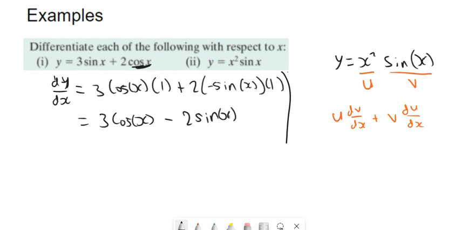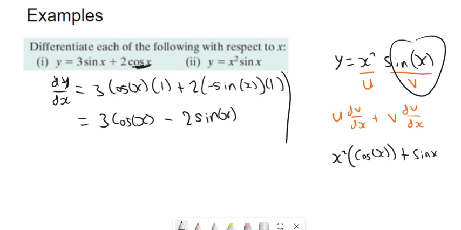Right, so u, anyway, that's just going to be x squared. I'm going to multiply that by dv dx. So the differential of sin x then would be just cos x, plus v. I'm just going to write down what v is. V is sin x. Just put brackets around it because I'm multiplying it now by du dx.